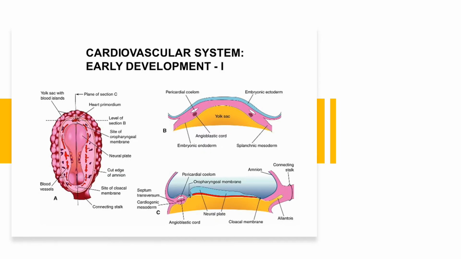In this picture, we see the blood islands in A and the formation of the blood vessels in the process of vasculogenesis, and in B we see the pericardial cavity, the white area, and under it the blood vessels, and in C we see the cardiogenic mesoderm and the septum transversum. As I said before, I will discuss it.